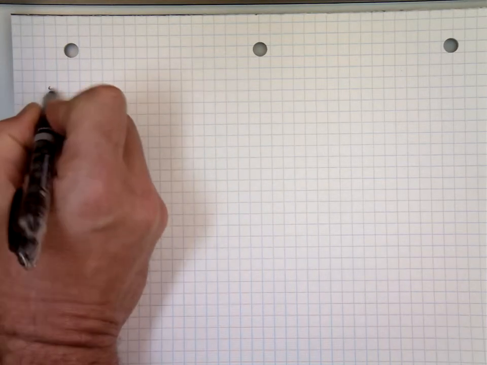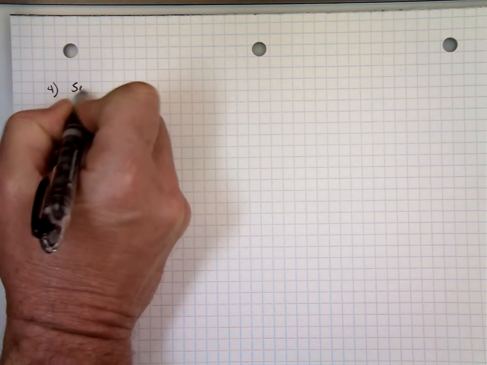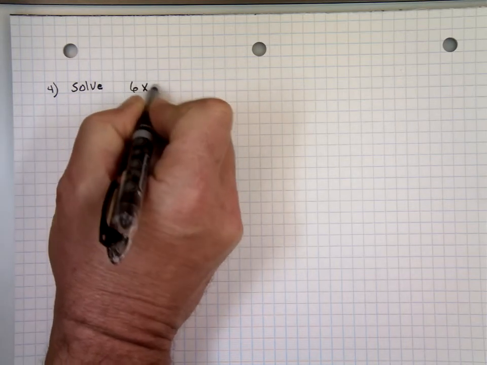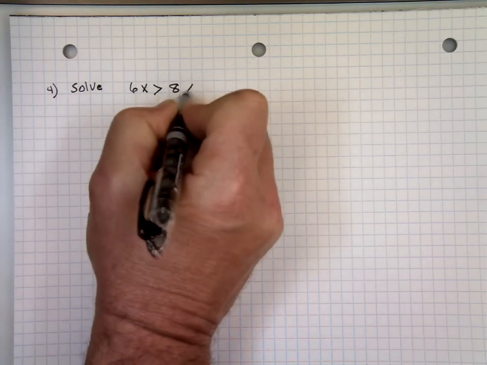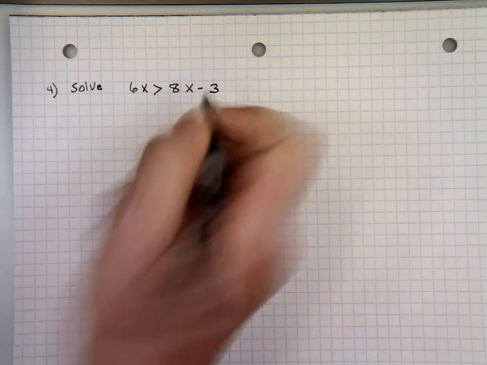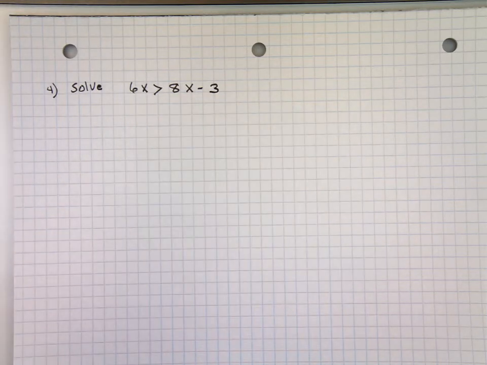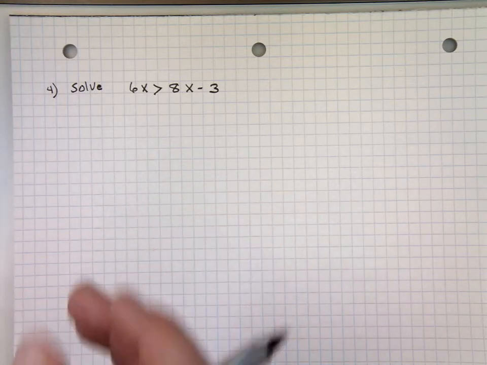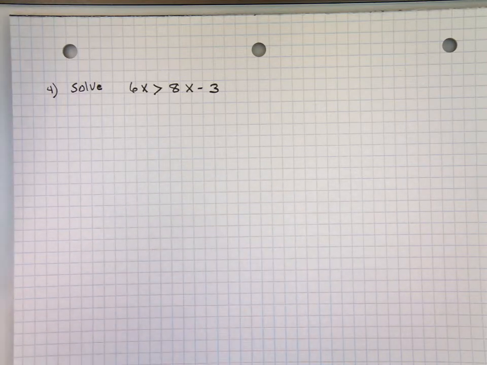Number 4, solve. 6x greater than 8x minus 3. What do we do here? Change the sign to equal. Well, no, that's when you're trying to shade. That's when you have two variables. You only have one variable. We solve it just like the previous one, just like an equation.